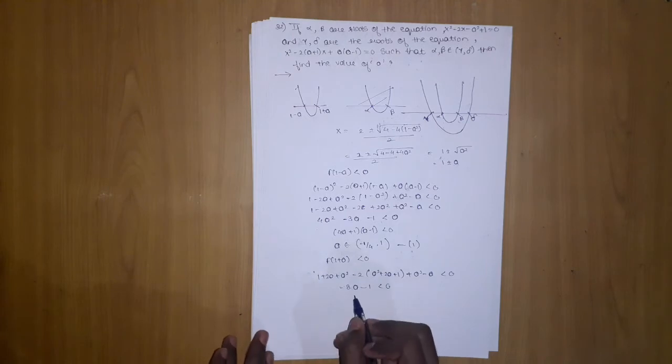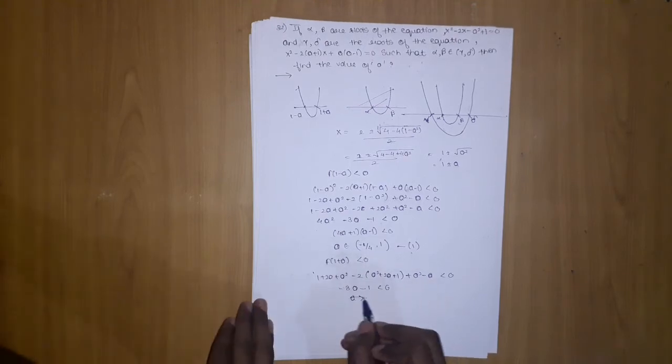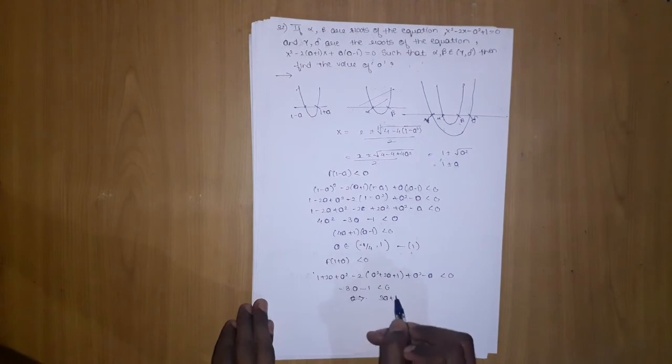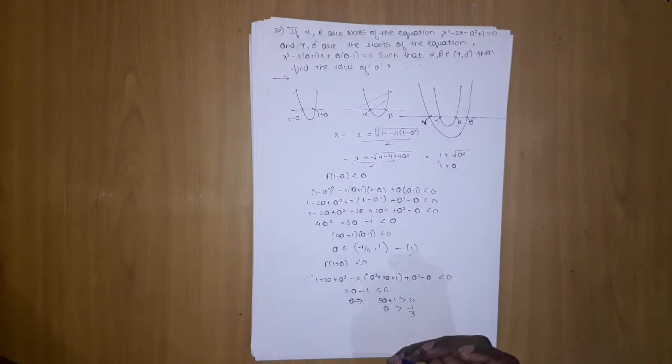What are we getting? A should be greater than... wait a minute. Let me multiply it by 3: 3a plus 1 should be greater than 0. A should be greater than -1/3. Okay, guys, so we got this: a should be greater than -1/3.